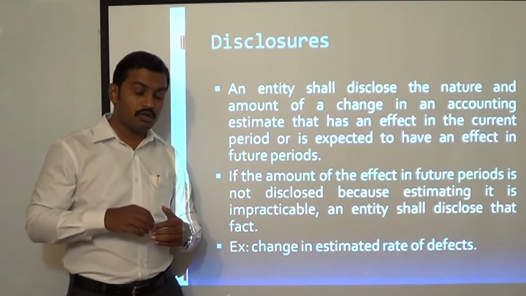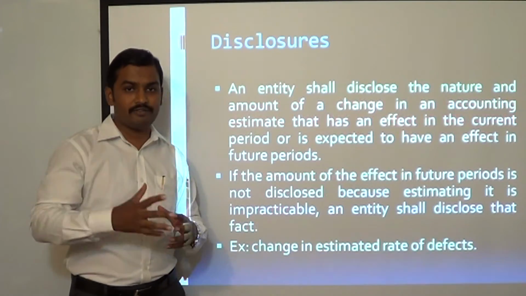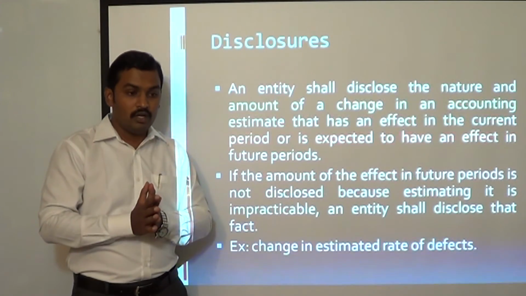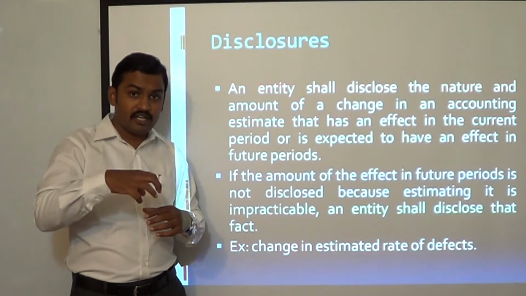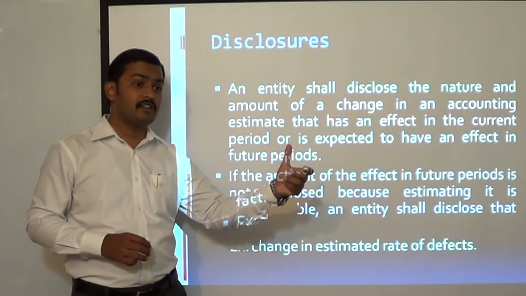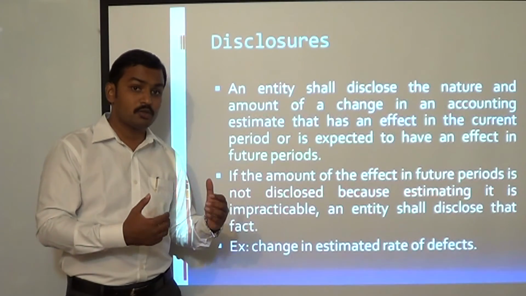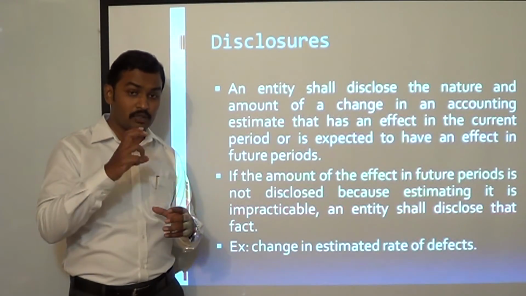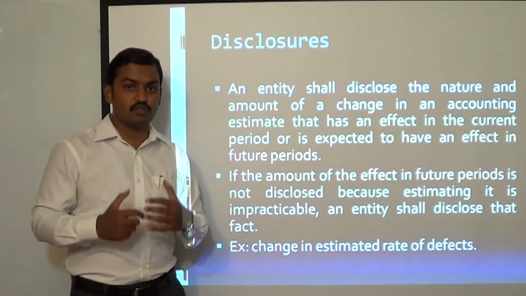But suppose if you are talking about estimated useful life of an asset, let us say the estimated life of the asset has been reduced, so we know by how much the depreciation charge is going to increase this year. We also know what is going to be the increase in depreciation charge for the future, that we can disclose by way of amount as well. So when it is possible to estimate the amount of change in current year and future, disclose both of them.